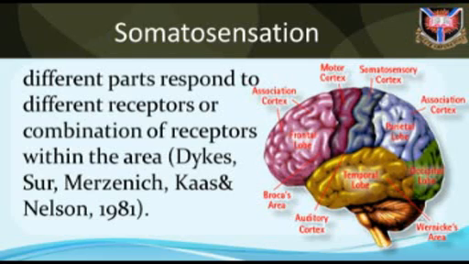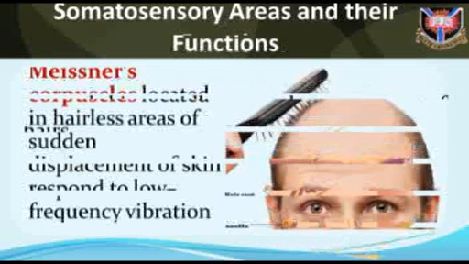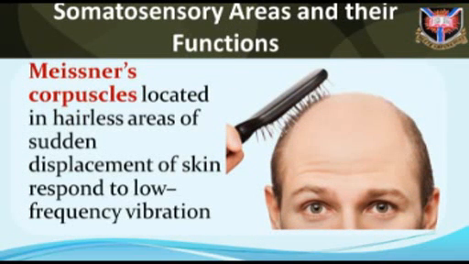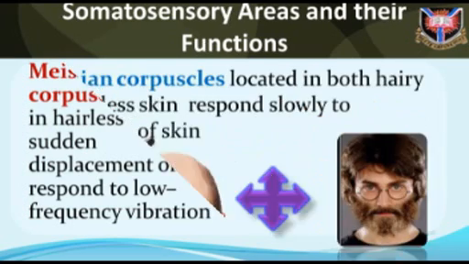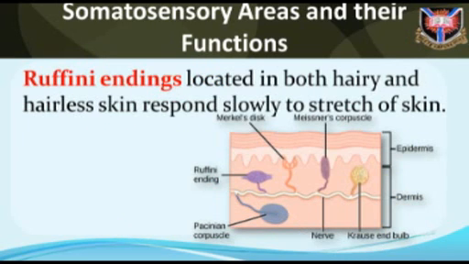1. Hair follicle receptors, located in hair-covered skin, rapidly respond to movement of hairs. 2. Meissner's corpuscles, located in hairless areas, respond to sudden displacement of skin and low-frequency vibration. 3. Pacinian corpuscles, located in both hairy and hairless skin, respond slowly to indentation of skin. And 4. Ruffini endings, located in both hairy and hairless skin, respond slowly to stretch of skin.